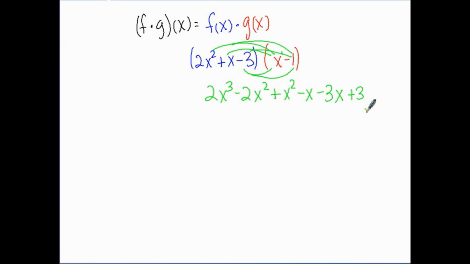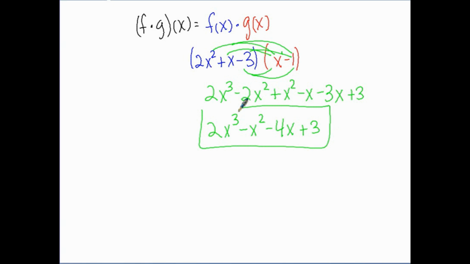So at this point, we just need to combine all of our like terms. So I see 2x cubed, so 2x cubed. Alright, so that one's done. Now I have my x squared term here, my x squared term here, so I have to combine the coefficients. Negative 2 plus 1 would just say minus x squared. Combine my x terms now, negative x minus 3x, that's going to give us minus 4x, plus 3. I don't have any other terms that I need to combine, so that's going to be my final answer.